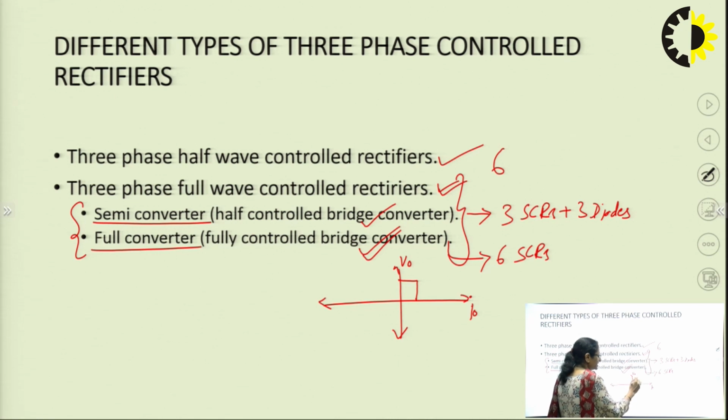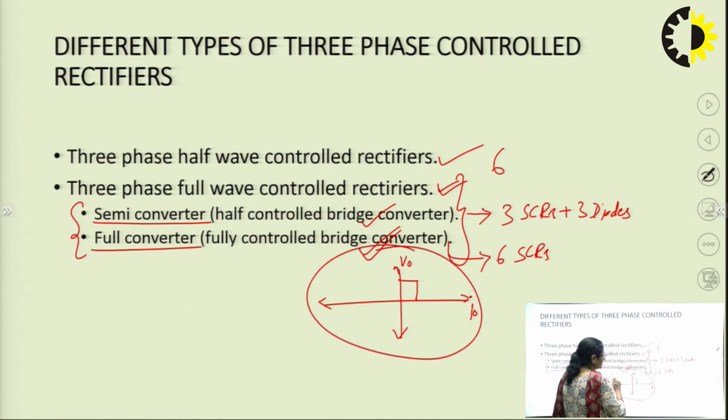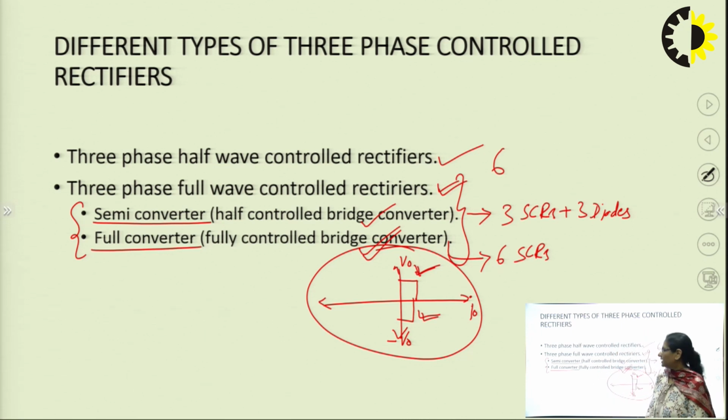If I am talking about two quadrant operation in controlled rectifiers, the meaning of two quadrant operation is that I am going to have operation in the first quadrant and in the fourth quadrant. The operation in the fourth quadrant means we can have a negative average output voltage but with positive current, right? So, I can have the operation of the converter either in the first quadrant or in the fourth quadrant. In the first quadrant, average output voltage and current would be positive. In the fourth quadrant, average output voltage would be negative, whereas average output current would be positive.